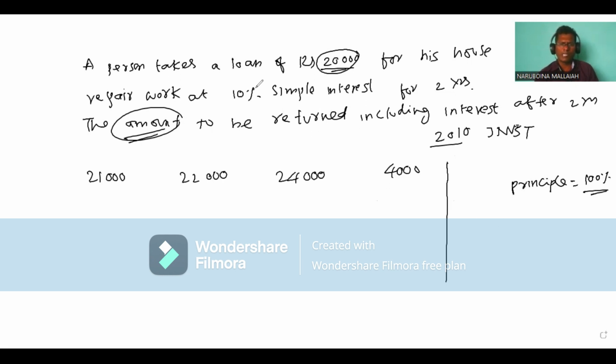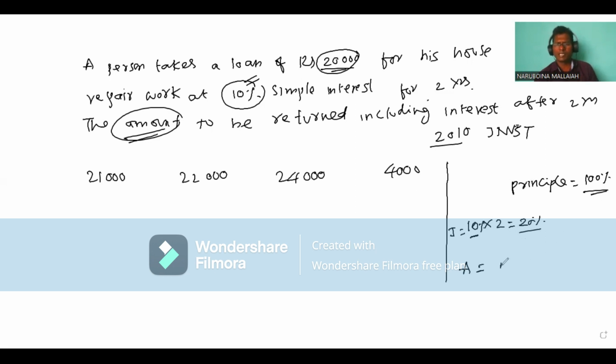Now, interest. For 1 year, we have to pay 10%. For 2 years, we have to pay 10 into 2, that is 20%. This will be the interest. The amount must include the interest also: principal plus interest, the total, will give us the amount.